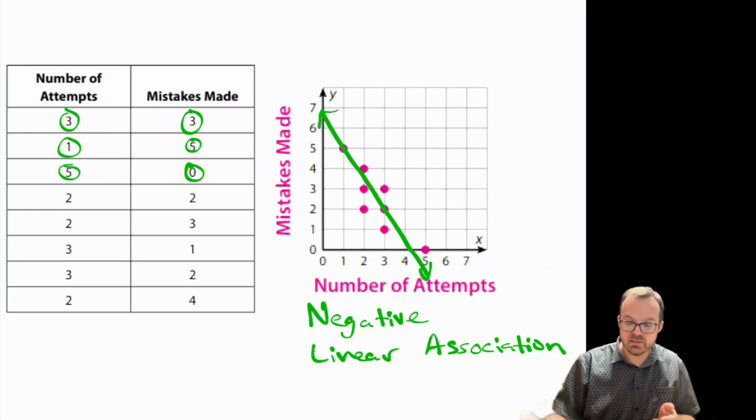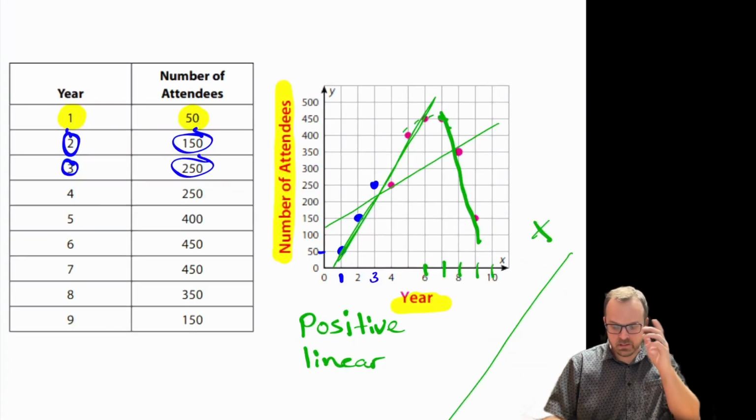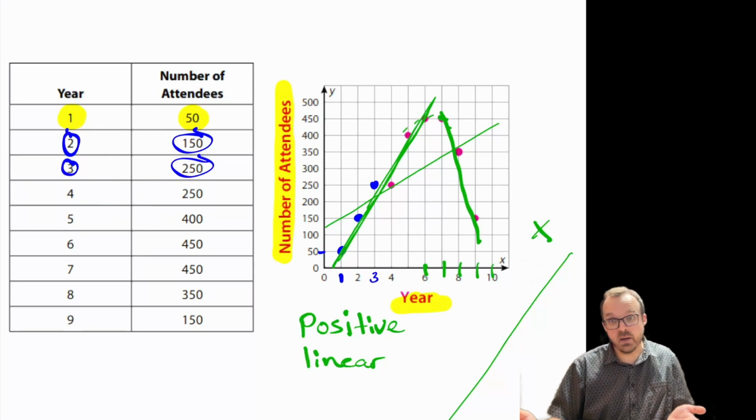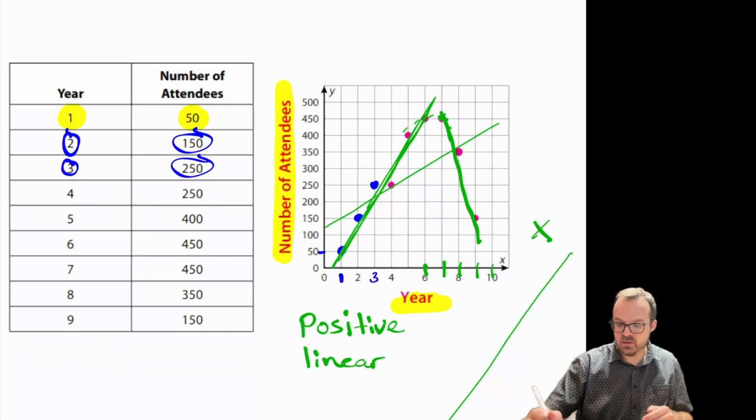When we were looking at positive associations earlier, like the year and the number of attendees, it's like, well, as the years were going on, it looked like I was getting more attendees. So that was a positive association and probably a good thing to notice, right? Even though this started to turn a little negative there at the end.